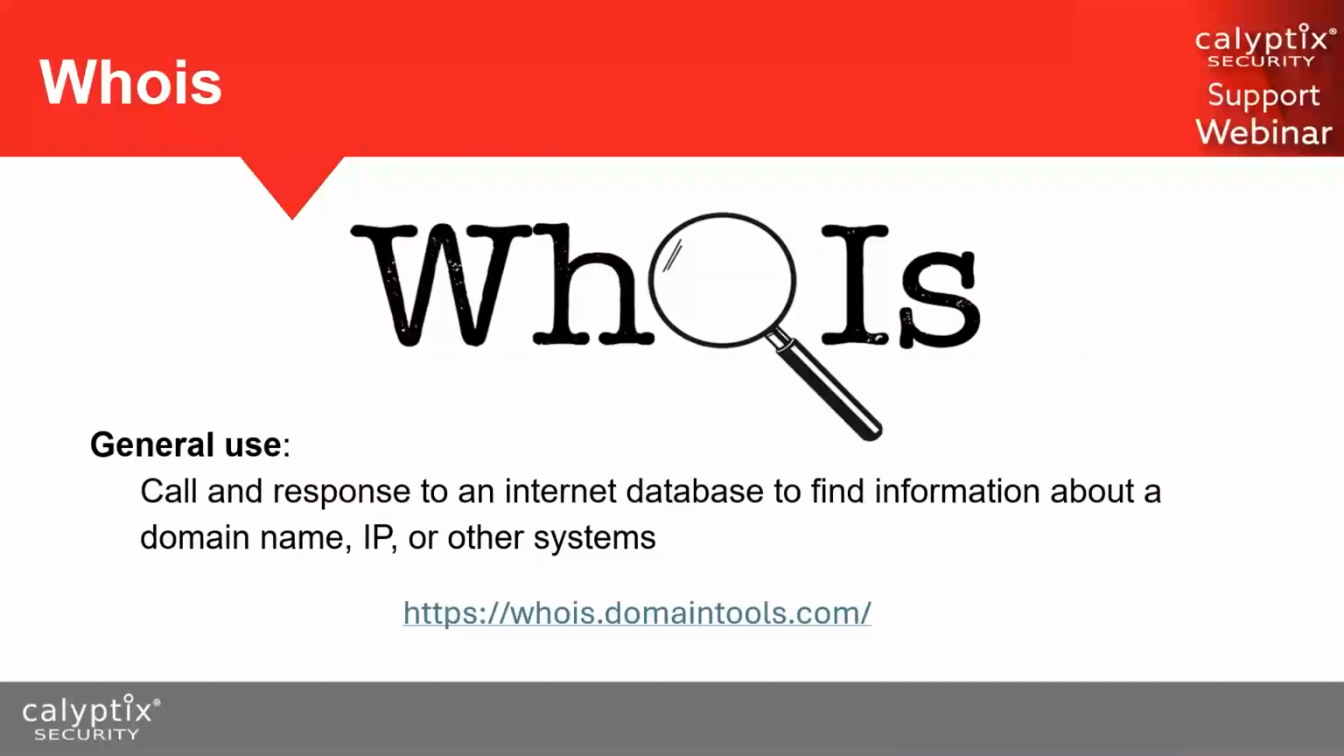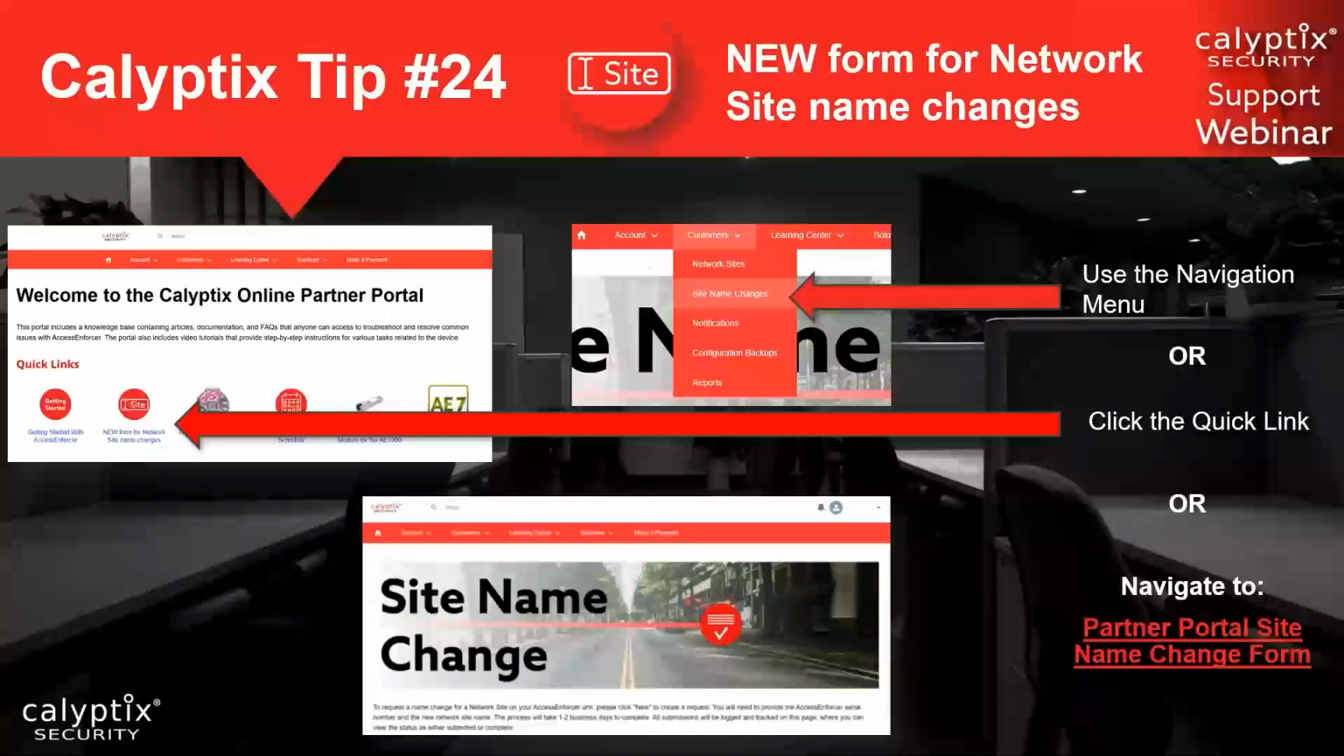The next thing we're going to talk about is a whois. Whois is basically a call and response to an internet database. So what we do with this is we want to find out who owns a site. Then you will go to whois.domaintools.com and you can type in some host name or some domain name, and it'll give you all of the information about that: the IP address, who owns it, the address, things like that. So sometimes we have to use a whois to find out who owns that IP address.